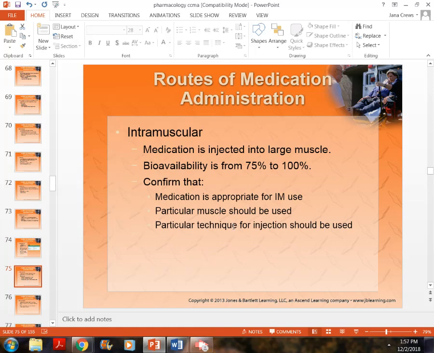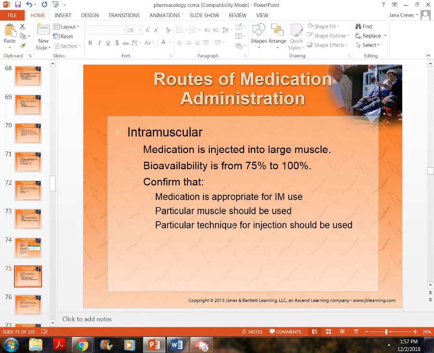Intramuscular, that's given as a shot. You guys practice that. And you get about 75 to 100%, usually 75%, 80% of the bioavailability. You have to just make sure that you're using the right needle, and you're getting it in the right muscle. Remember, we talked about how in the deltoid, you only give a half of a milliliter and no more. And then you can give no more than 3 milliliters in any other IM site. In the vastus lateralis or in the gluteus medius, we don't give more than 3 milliliters.